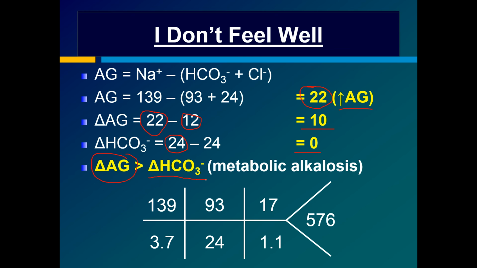So this particular patient has what we call a mixed acid-base disorder. He has an increased anion gap metabolic acidosis. We know that by the fact that his anion gap is 22. And by the fact that his delta gap is much greater than his delta bicarb, he has a second primary disorder, and that's a metabolic alkalosis. And in this particular case, it's coming from a loss of hydrochloric acid due to his excessive vomiting.